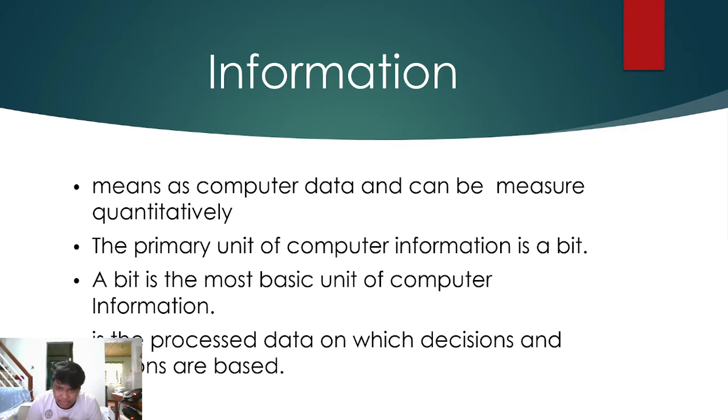Information. It means the same as computer data and can be measured quantitatively. The primary unit of computer information is the bit. A bit is the most basic unit of computer information. Information is the processed data on which decisions and actions are based. It is processed, organized, structured data, providing value to the receiver.